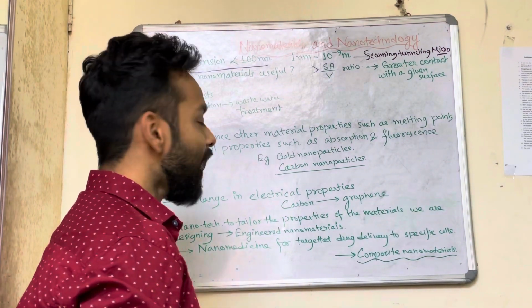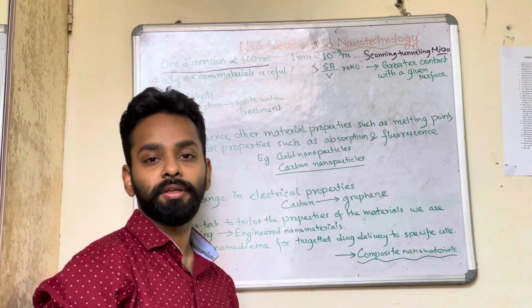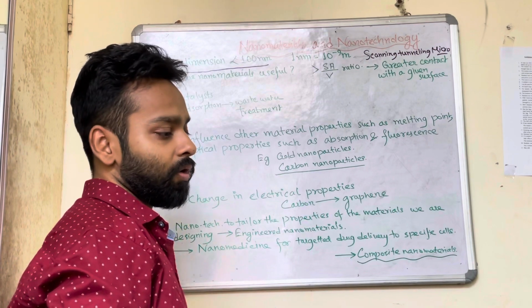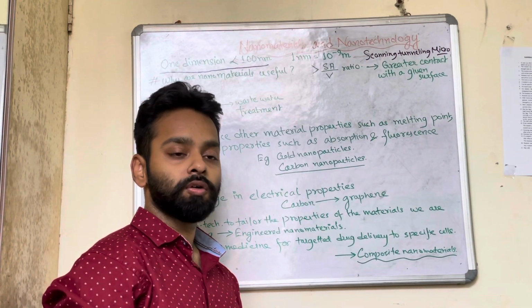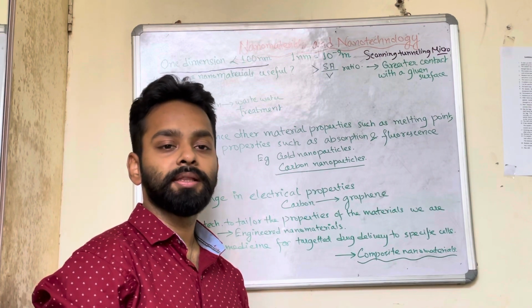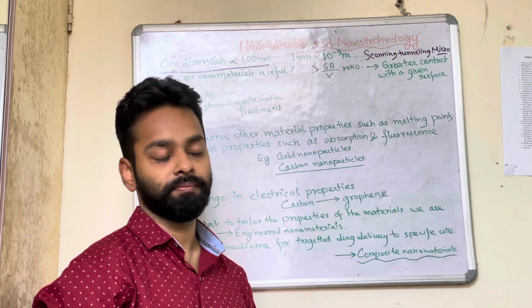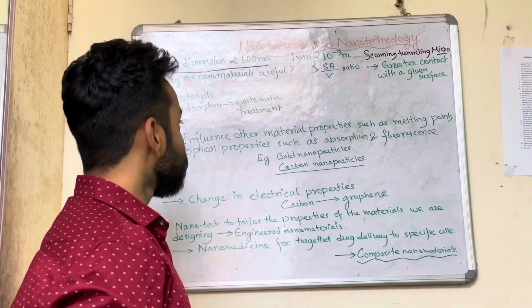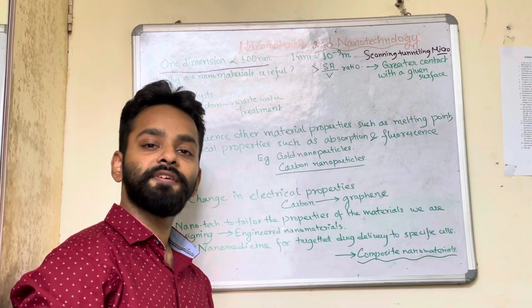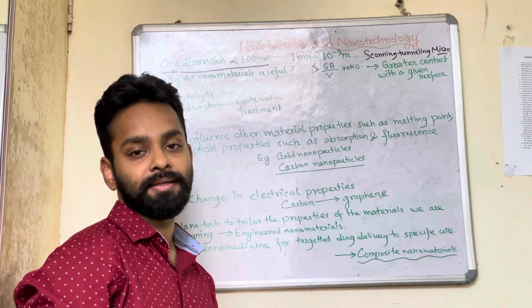So why are we looking at nanomaterials, or why are they important in today's world? When we undergo a transition from a bulk material to nanomaterials, there are a few changes which happen in them. The first change is that their surface area to volume ratio increases.